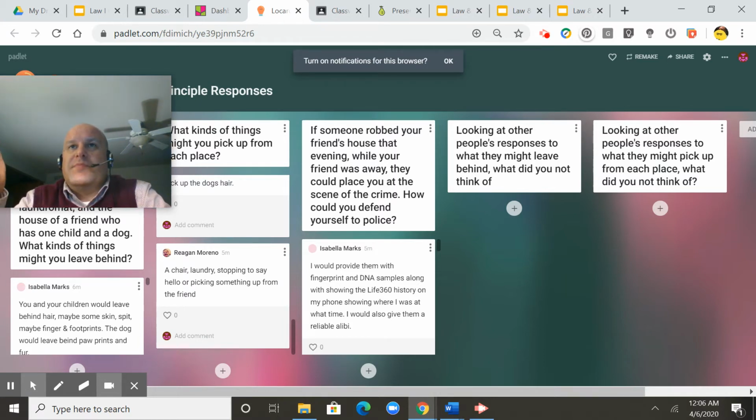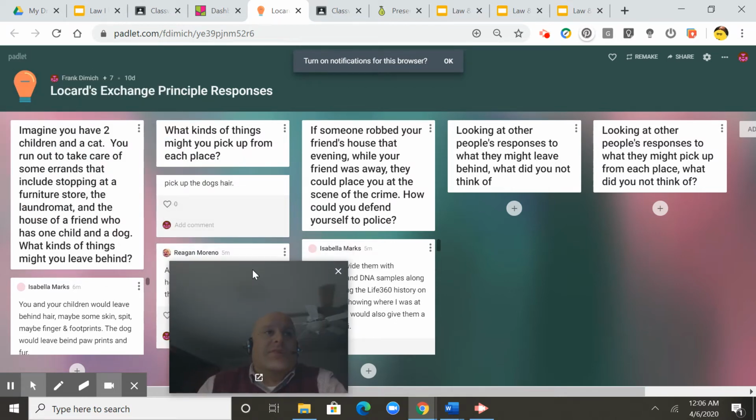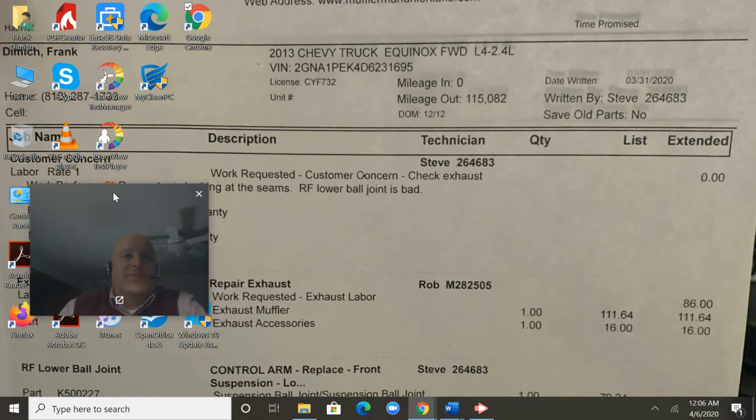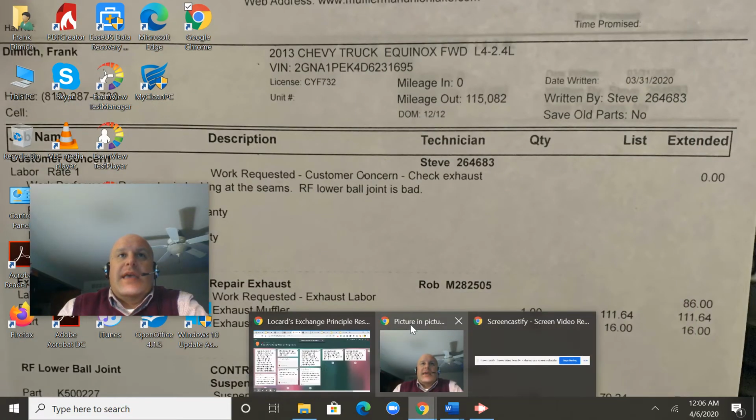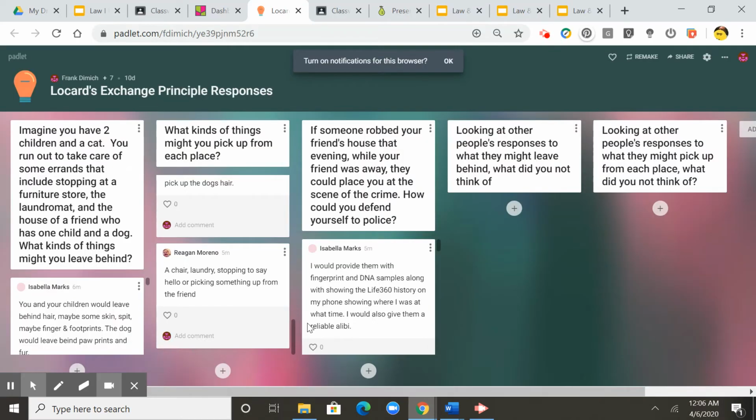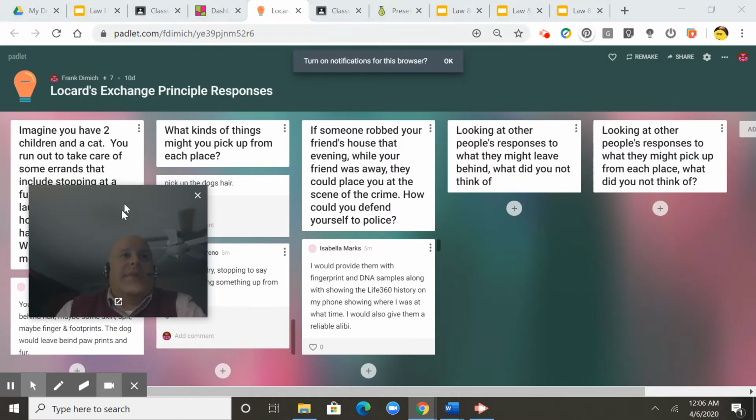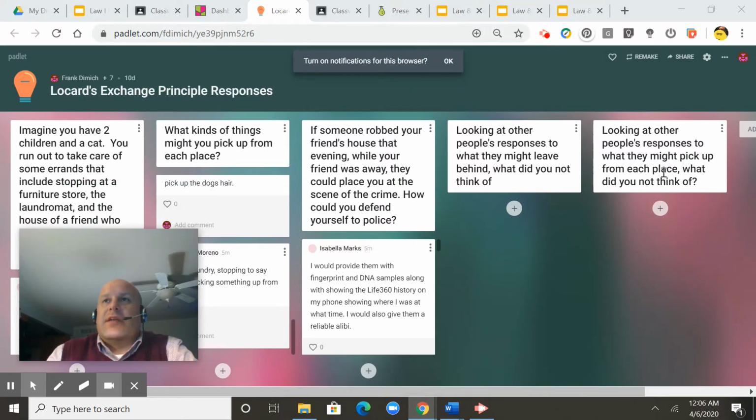Looking at the other people's responses to what they might leave behind, what did you not think of? In other words, what kinds of things might you leave behind? Look at people's responses to that first one, and I've got my car repair bill there. Look at what you might leave behind, and then look at other people's responses, what they might pick up from each place, and what did you not think of.